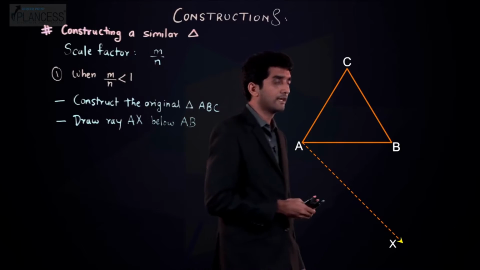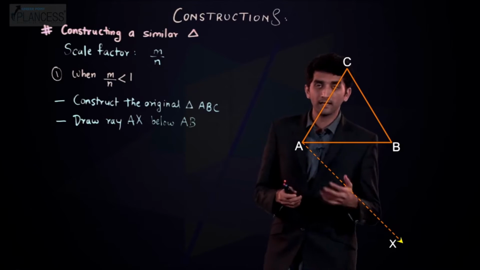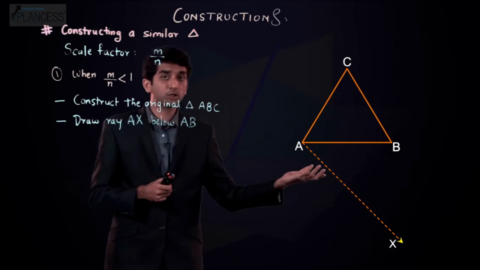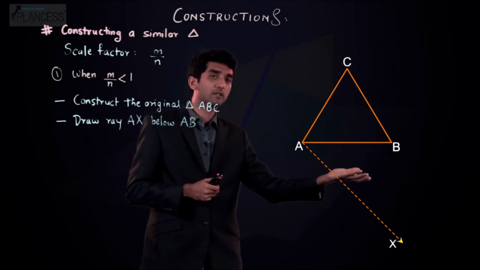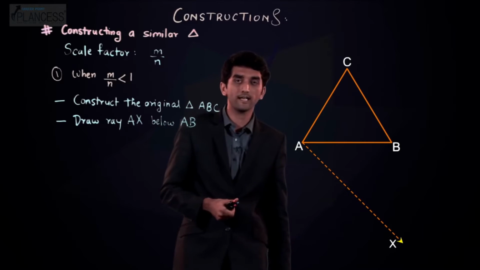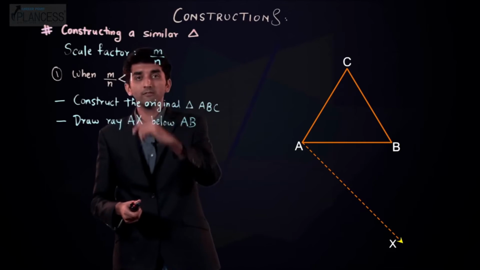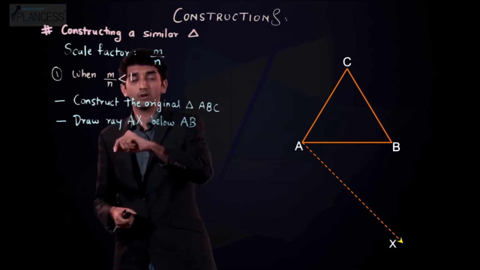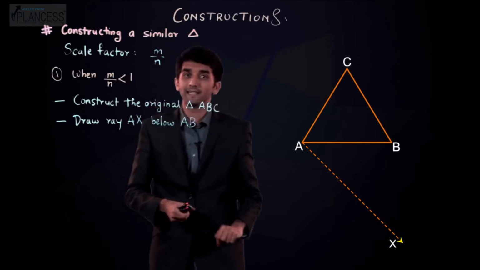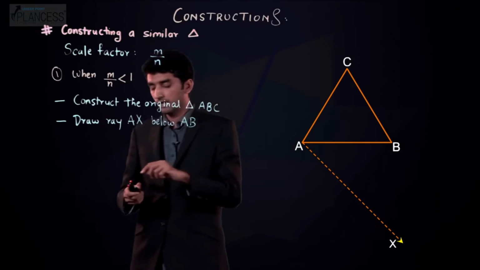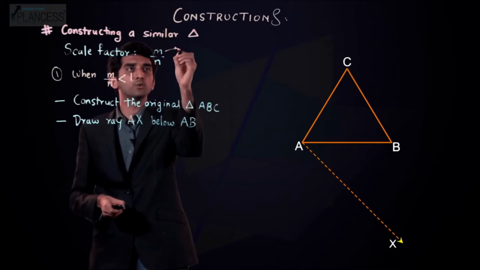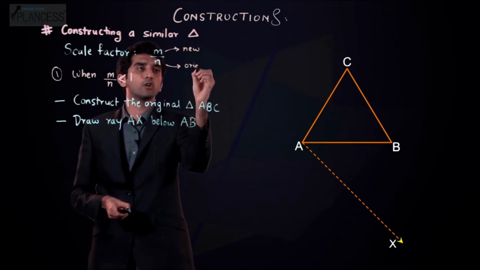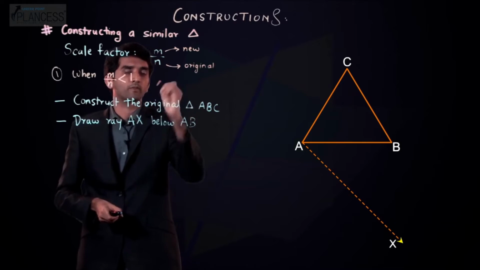We have to draw a ray AX with not any particular angle. This is something that we had learned in the very first slide of the chapter. Any random acute angle you need to take and draw it downwards like this. So we have a ray AX. Now we have to play with these numbers M and N. Naturally N is larger, M is smaller. That is why the ratio M upon N is less than 1. And always remember, M will represent the new values and N will represent the original or the old values, right?